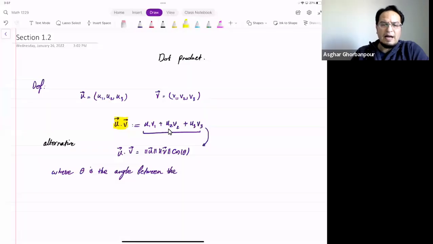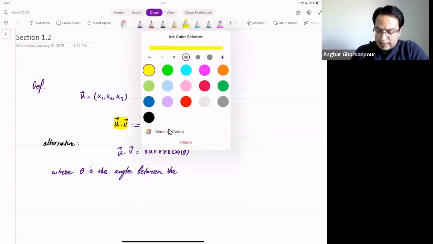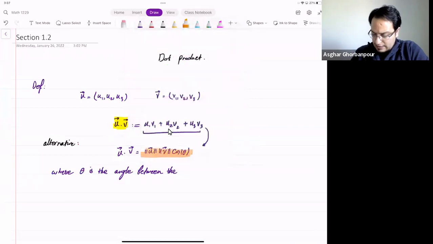And the way you get that value is by multiplying the first component to the first component, second, third, and so on, and you add them. Alternatively, it can be proved that the dot product of two vectors is given also by this quantity: length of u times length of v, these are two numbers, times cosine of the angle between these two vectors, between vector u and v.